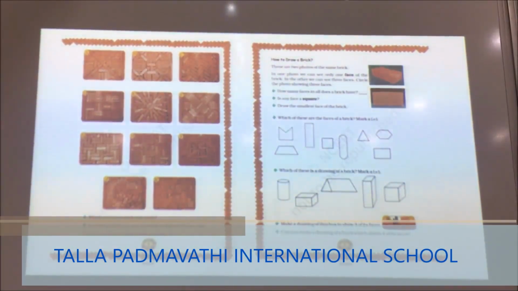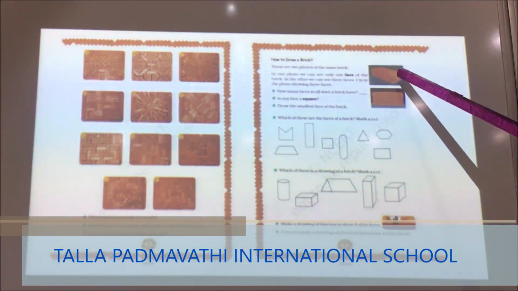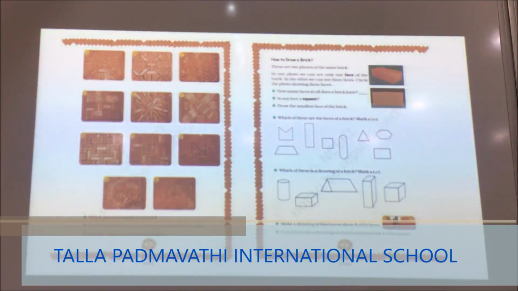Now we are going to learn how to draw a brick. These are two photos of the same brick taken from different sides. In one photo, we can see only one face of the brick, and in another photo, we can see three faces of the brick. Now, tell me which photo is showing three faces, whether it is photo 1 or photo 2. Yes, it is photo 1 which is showing three faces of the brick.